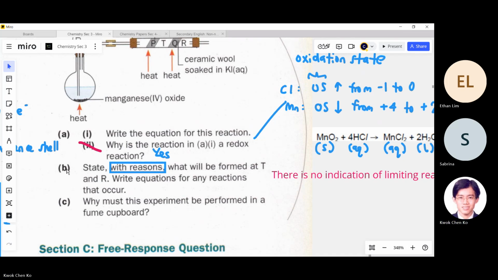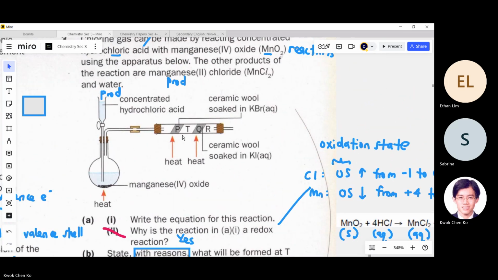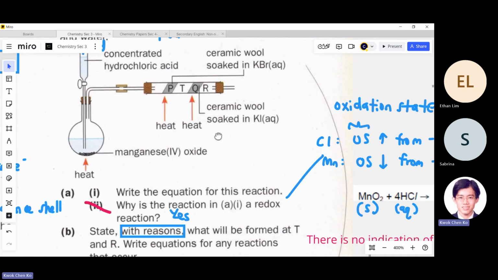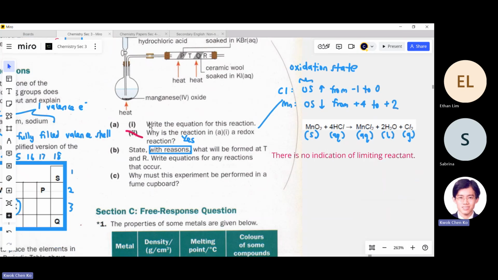Now, Ariana, what is formed at T and R? So we can only include formulas. At T, okay. Then at R. Okay, maybe I hope you have heard her. If not, I'll just repeat. Now, what is going to form at T? Bromine.